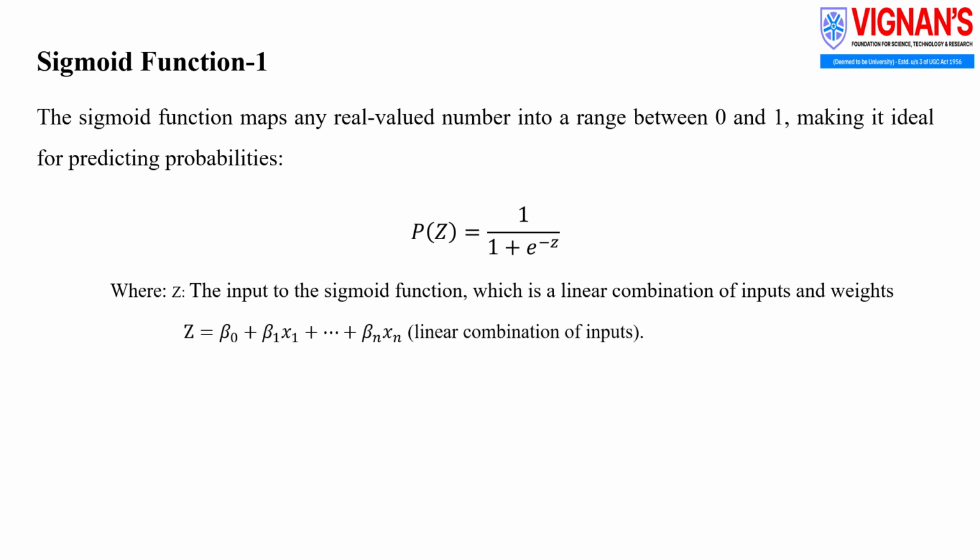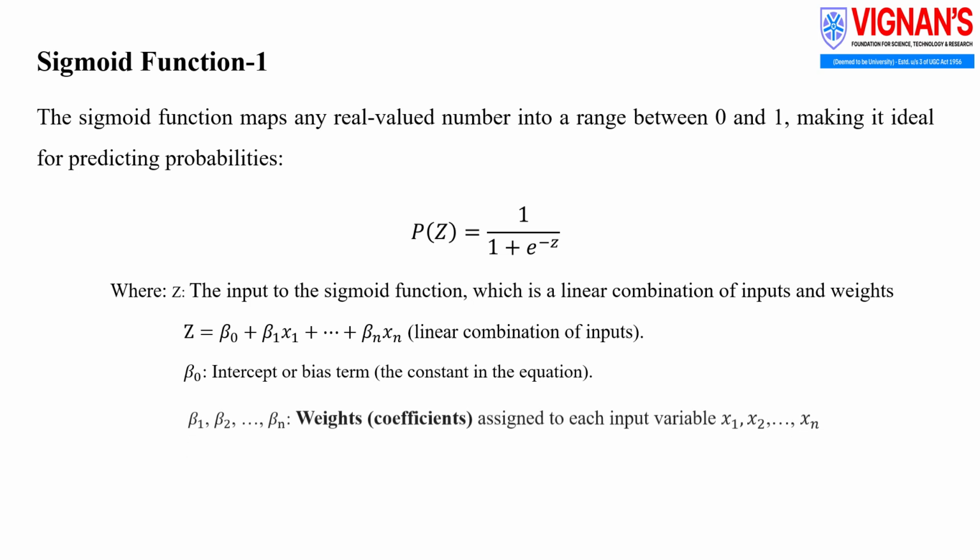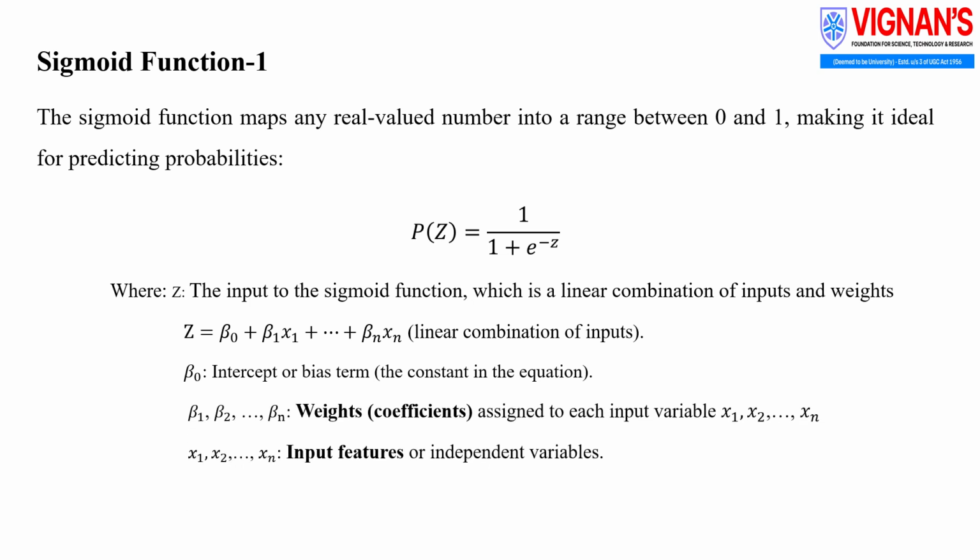It is calculated as a linear combination of inputs and their weights. Here, beta 0 acts as a bias term, while the beta values represent weights assigned to each feature. Because of the exponential term, the sigmoid curve increases smoothly and never goes beyond 0 and 1, making it ideal for binary classification.